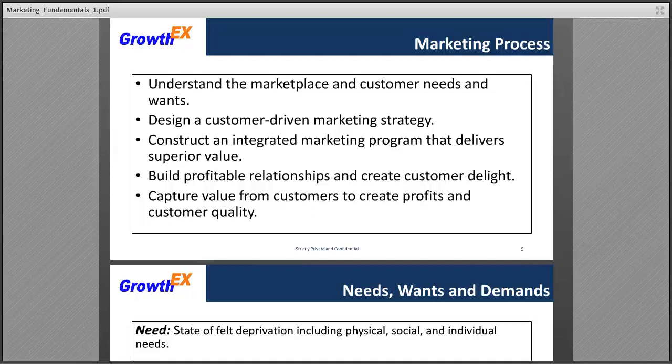So from understanding the marketplace, to customer needs and wants, to generating that kind of value out of the customer, each and everything is part of the marketing process.